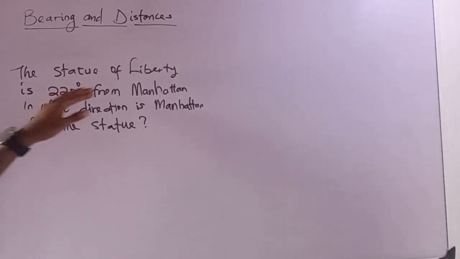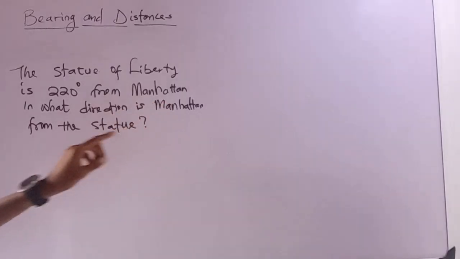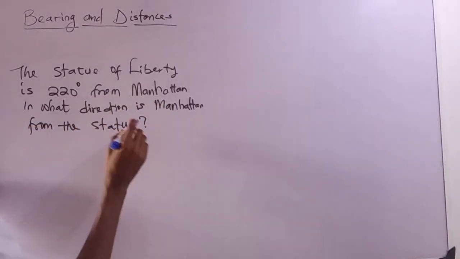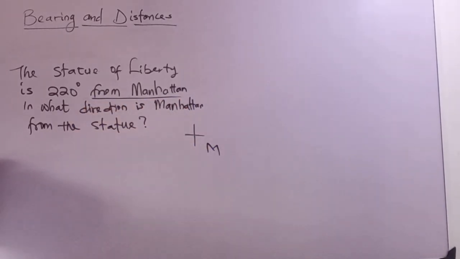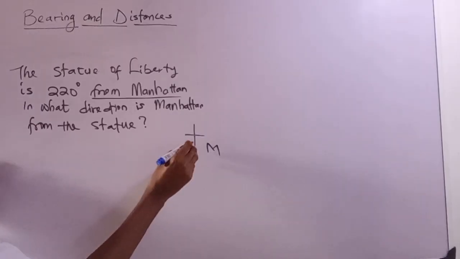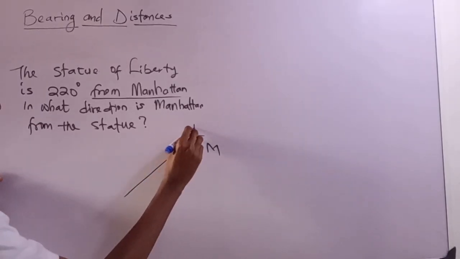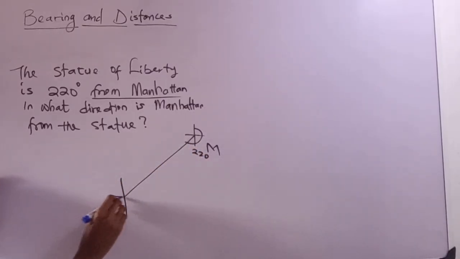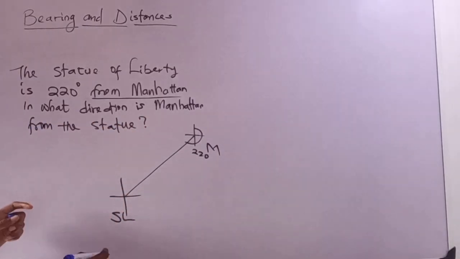We have the Statue of Liberty to be on a bearing of 220 degrees from Manhattan. In what direction is Manhattan from the statue? Now, we are considering from Manhattan, so we can have this to be Manhattan, and 220 degrees is found on the third quadrant, so we can have this to be 220 degrees from the north. Now, this actually locates the Statue of Liberty down here, SL. Now, the question is, what direction is Manhattan from the statue?